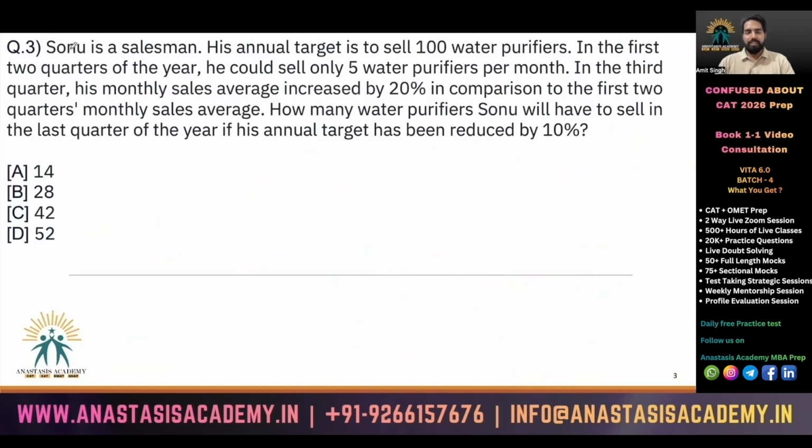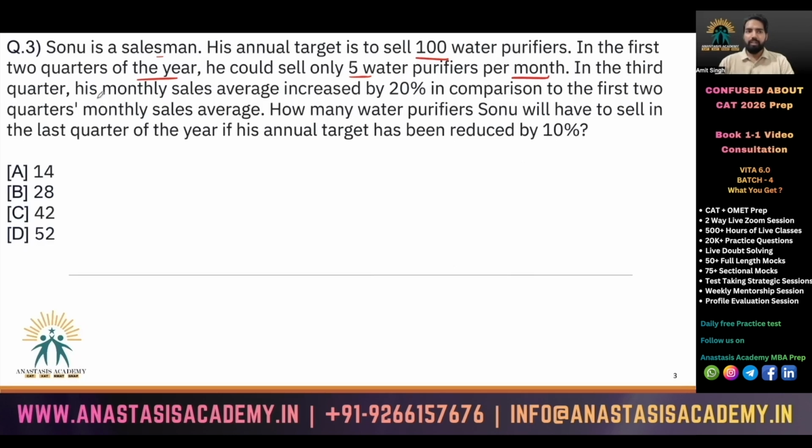Let's look at this question now. Sonu is a salesman. His annual target is to sell 100 water purifiers in the first 2 quarters of the year. First 2 quarters means, 1 quarter is of 3 months, right? So 2 quarters means 6 months together. He could sell only five water purifiers per month.